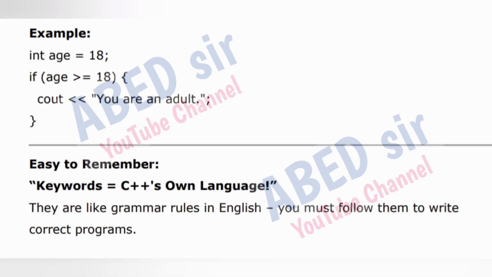Example. int age = 18. if age == 18. cout you are an adult. Easy to remember. Keywords is equal to C++'s own language. They are like grammar rules in English. You must follow them to write correct programs.